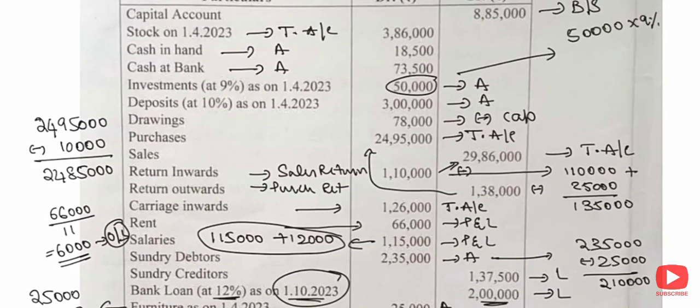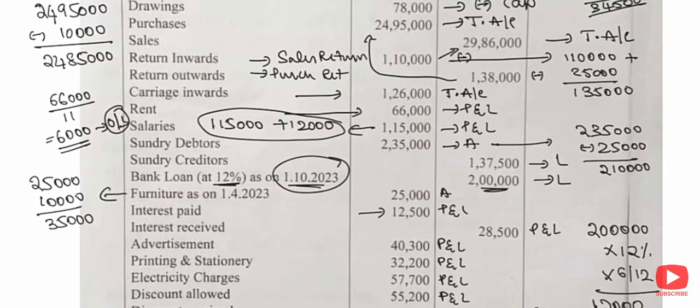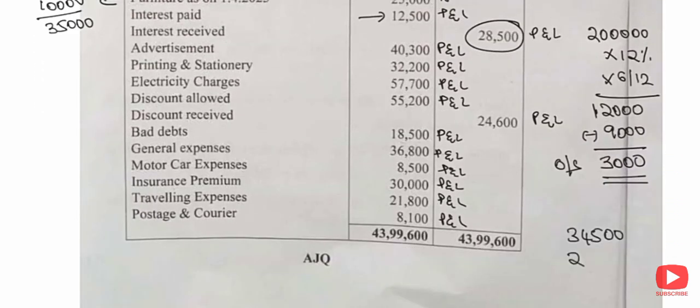50,000 into 9%, that makes it 4,500. Then you have one more here, 3 lakh. 3 lakh into 10%, that makes it 30,000. So total becomes 34,500. Your interest is 34,500. Interest received is 28,500. 34,500 minus 28,500, you have 6,000 of interest receivable.